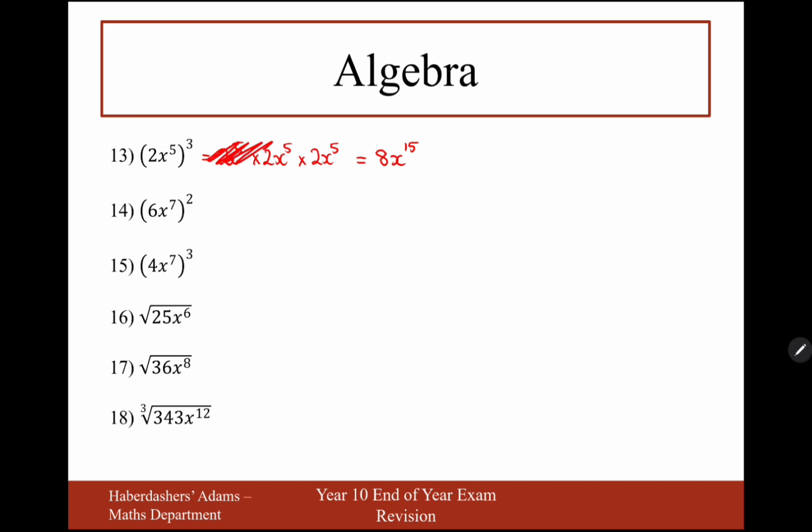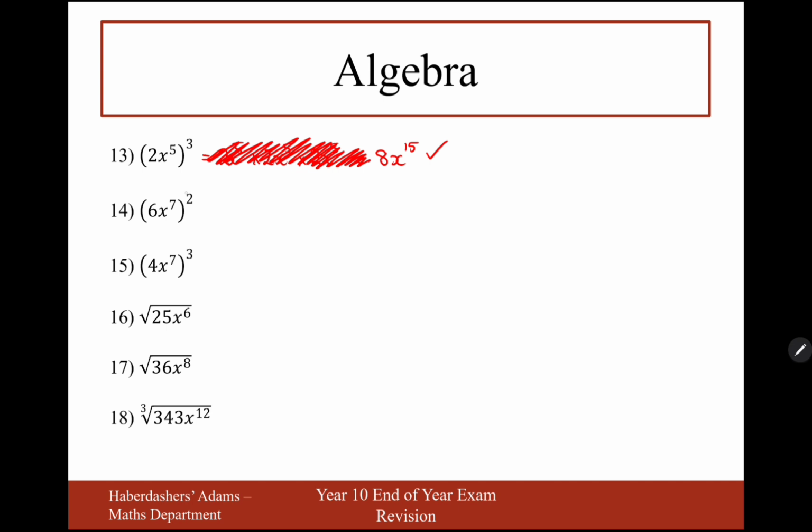You don't need to do this long way. Let me show you the shortcut way. The shortcut way is to do 2 to the power of 3. So you do the power as normal to the number at the front to get 8. And then you're multiplying the powers together. So if you've got a power of a power, 5 times 3 gives you 15, and that's the shortcut way of doing it. So you do the power as normal at the front, and you multiply the powers together.